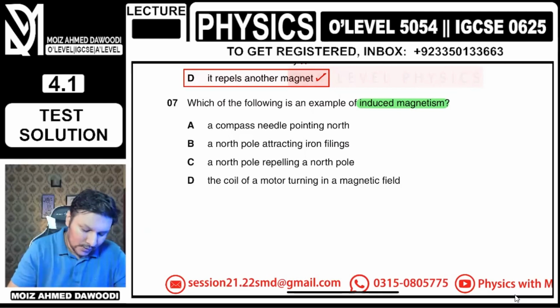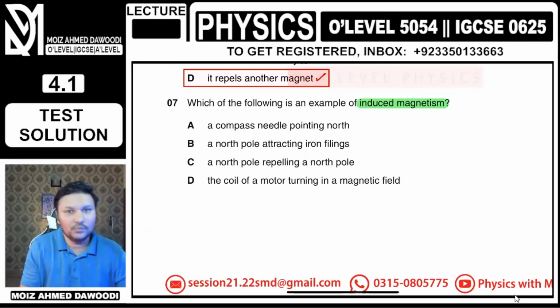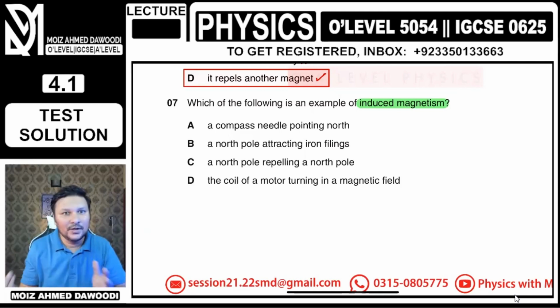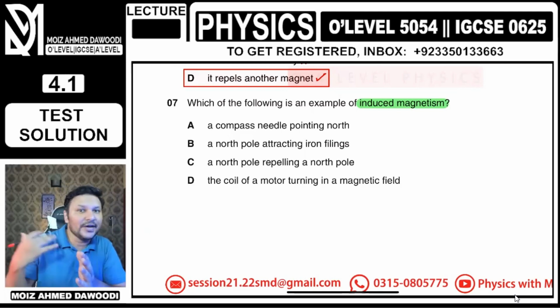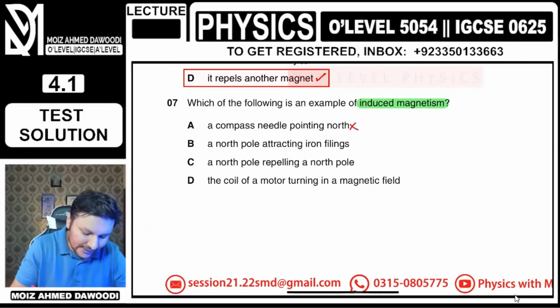Okay. Pointing north, he's talking about the north of the earth. So that is also a permanent magnet. So here, nobody is infusing or inducing poles on each other. They already have their poles. So that is not a correct answer.